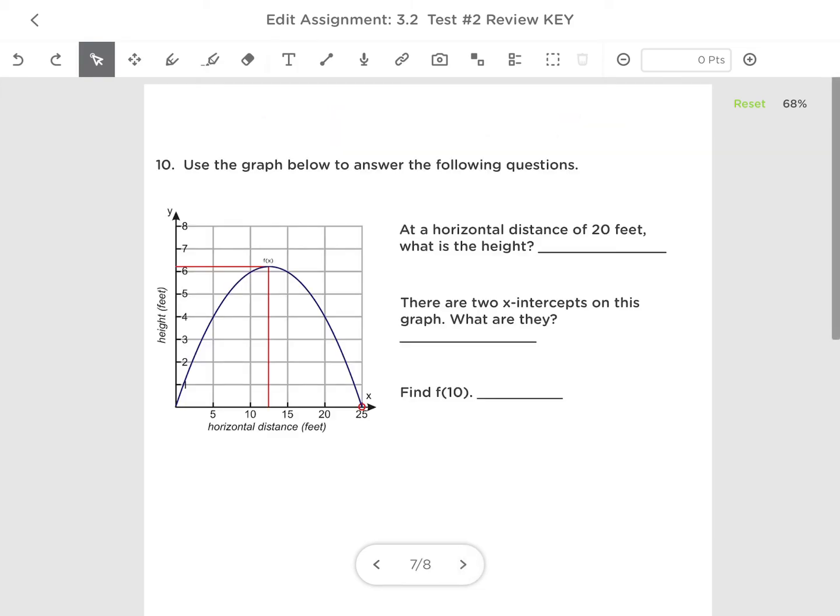Okay, number 10. Use the graph below to answer the following questions. So I'm going to use my pen tool to write. At a horizontal distance of 20 feet, what is the height? Well, horizontal distance is right here on the x-axis. So I'm looking at 20 feet. I need to go up and see what the height is. That's this right here. That height is 4 feet.